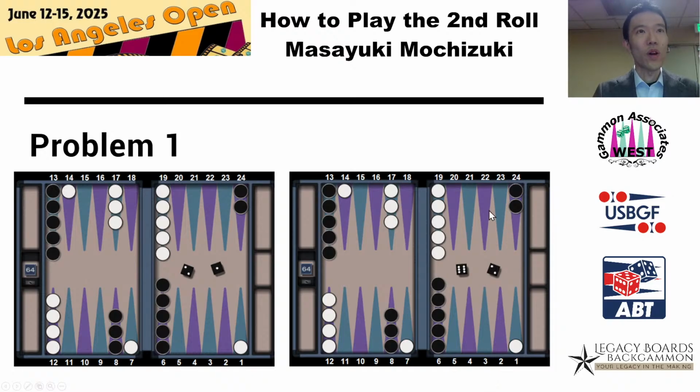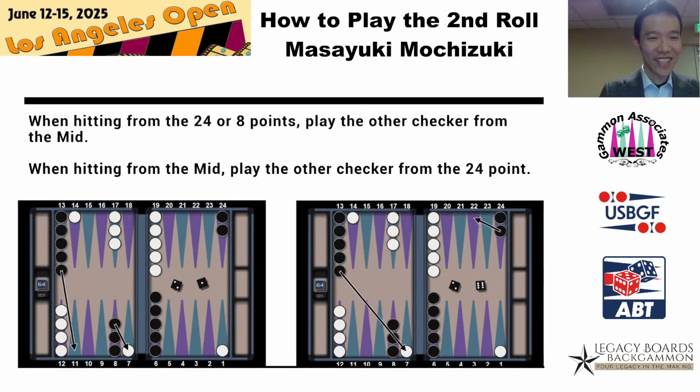Okay, excellent. Why? Because you stripped the 8-point in the first one, right? You need a builder. That's right. So in the first one, if you hit from the 8-point, you have to bring a builder down from the midpoint. And if you hit from the midpoint, then you have to split on the 24. But why?